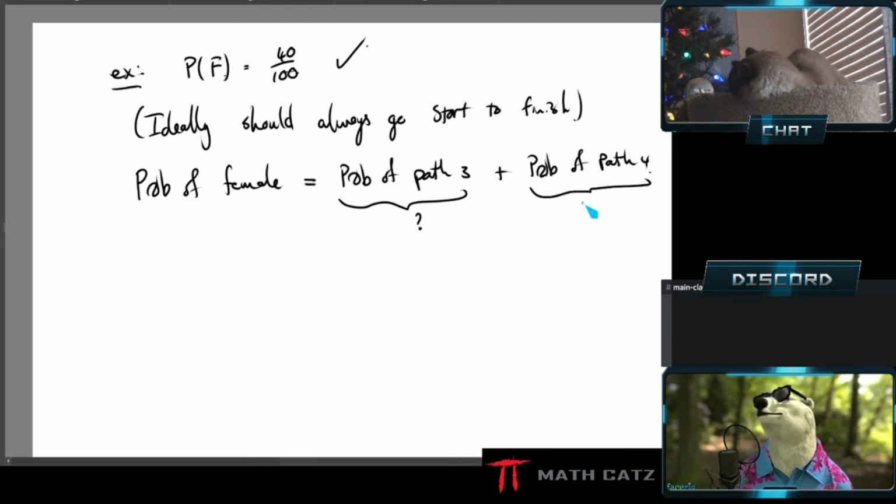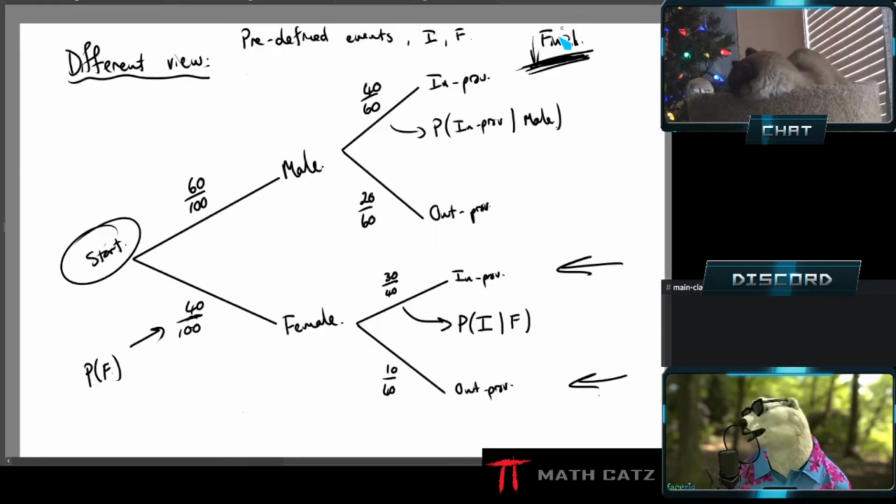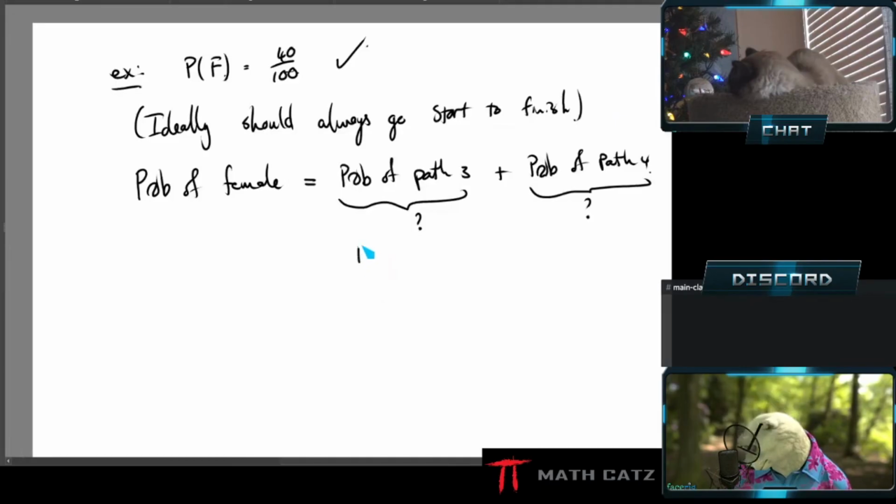What do I do to find the probability of this path? Well, if I look at path 3 in the diagram here, it's the probability of being female and then in province. So that's the intersection: the probability of female and in province. And path 4, let's just pause and finish path 3.